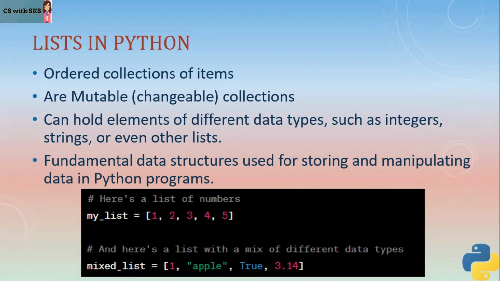We can also have list with mix of different data types. So there is another list, mixed_list equals 1, apple, true, 3.14. So here 1 is numeric, apple is string, true is boolean, and 3.14 is a float data type. So as you can see, we can have list of one data type, we can have of multiple data types as well. Remember, lists are denoted by square brackets.